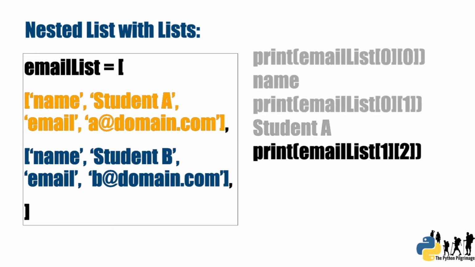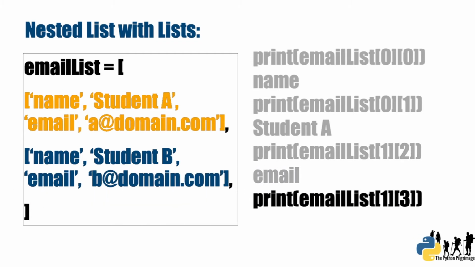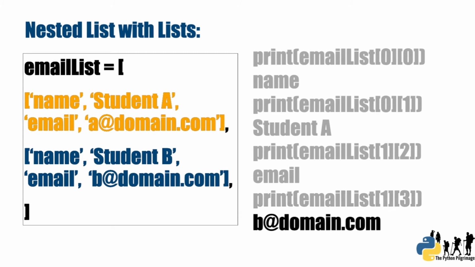For the next one, we need to increase that index so we can work on the next list. So email list index 1, we are now working with this one here. And then try index 2, which is 0, 1, 2, your email. So that would print out email. And then index 1, and then index 3 is b@domain.com.